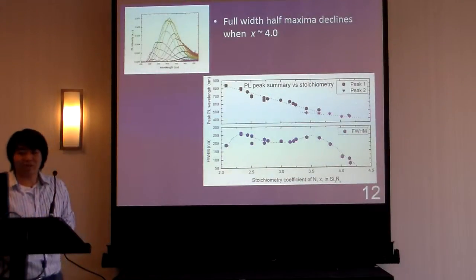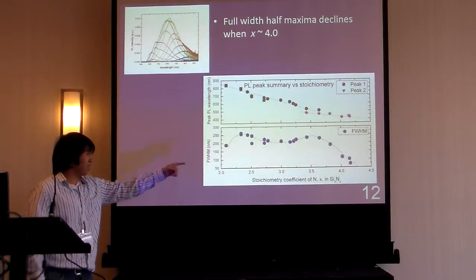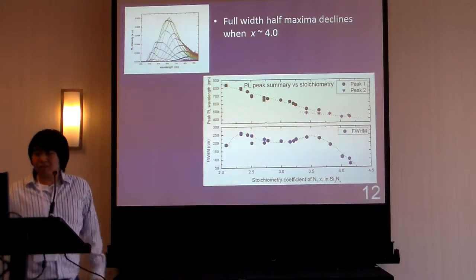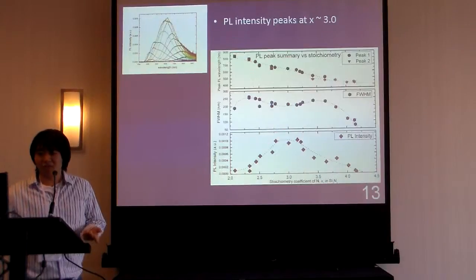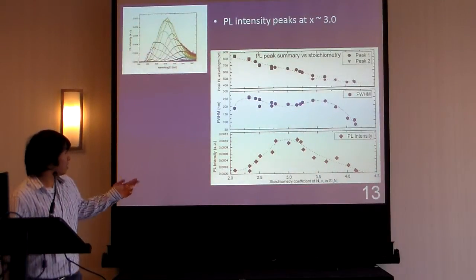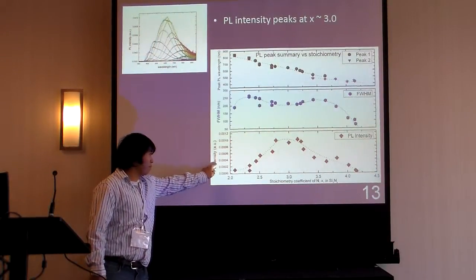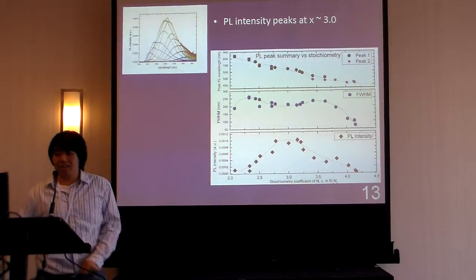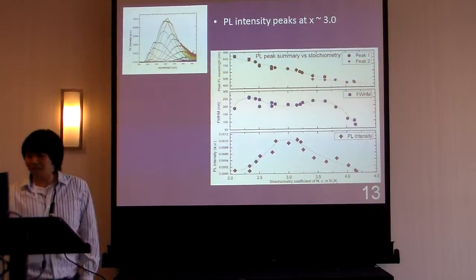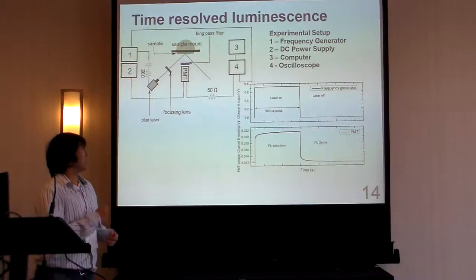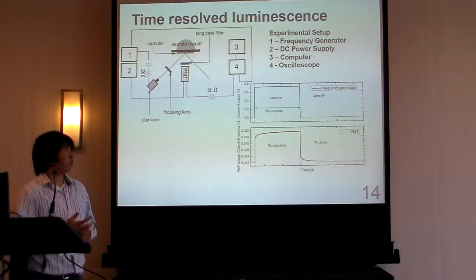So I measured the full width at half maximum and plotted it against the stoichiometry, and it declines around a stoichiometry of relatively 4. And then I plotted the intensity of the peaks versus the stoichiometry, and it peaks around the value of 3. So next up, I measured the time-resolved photoluminescence.